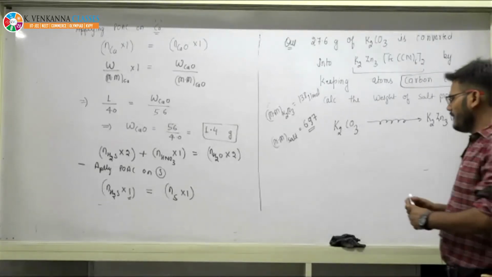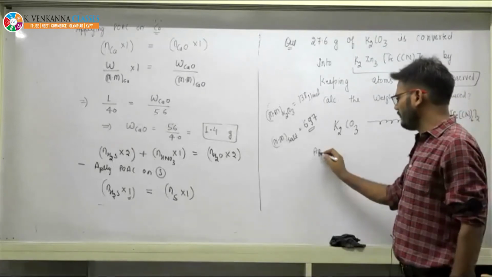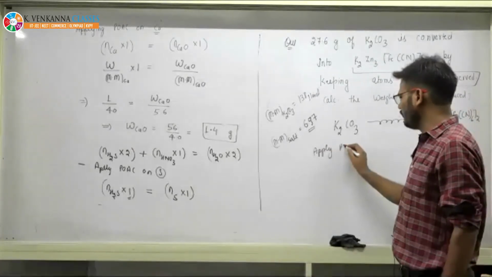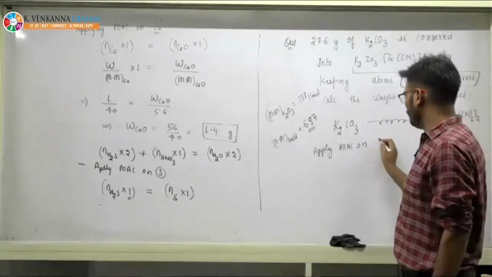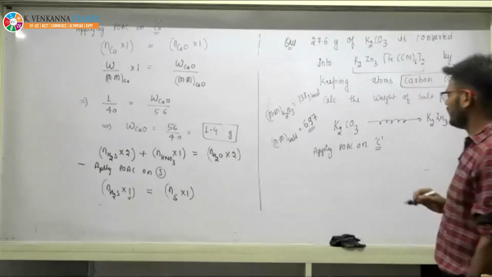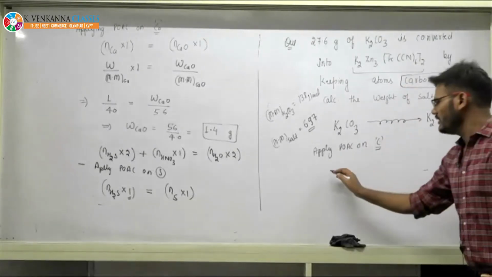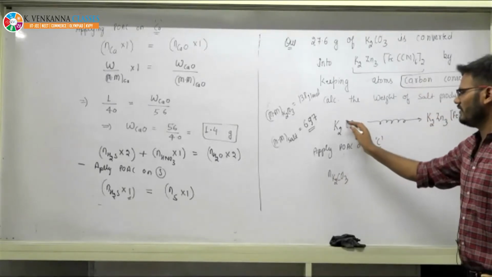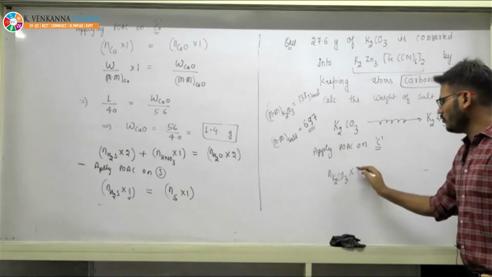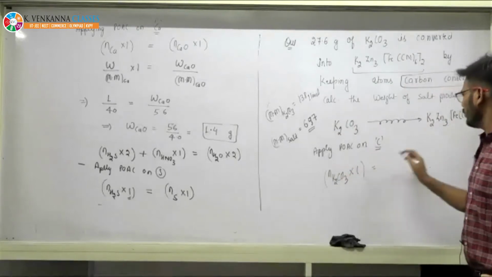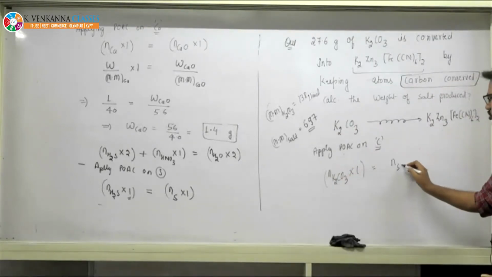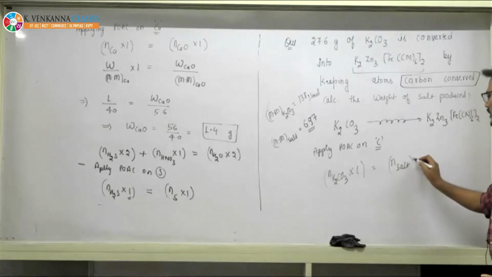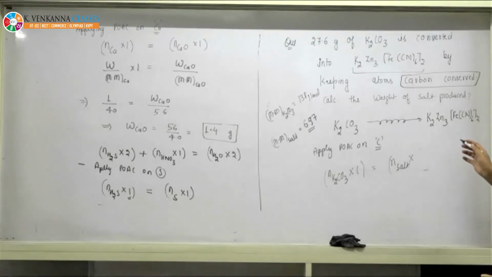So I'm just helping. I'm trying to write applying. You can apply POAC on carbon because they have given that carbon atoms are conserved. So if you solve it, then it will be moles of K2CO3, because carbon will be coming from this compound, into 1, atomicity is 1, should be equal to moles of this weird salt into atoms present of carbon atoms. How many atoms are present?